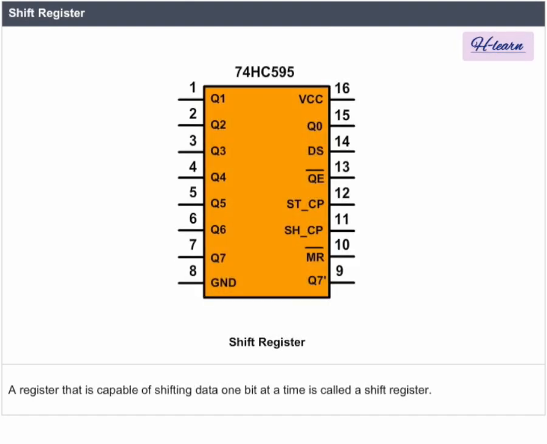Shift register. A register that is capable of shifting data one bit at a time is called a shift register. A serial shift register consists of a chain of flip-flops connected in cascade, the output of one flip-flop being connected to the input of its neighbor. The operation of the shift register is synchronous. Thus, each flip-flop is connected to a common clock. Using D flip-flops forms the simplest type of shift registers.